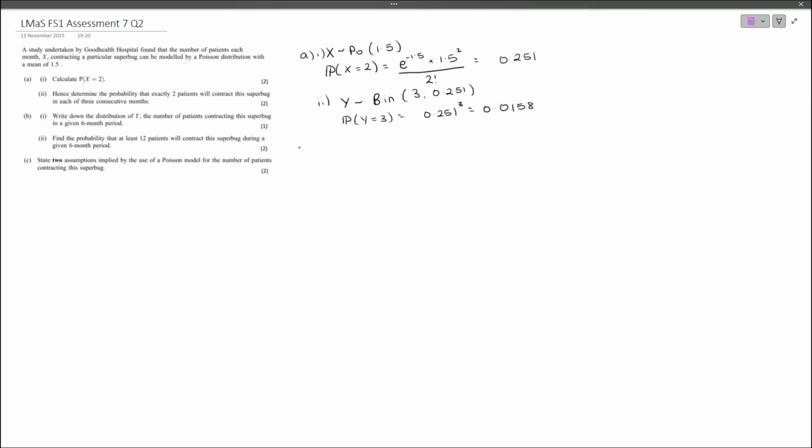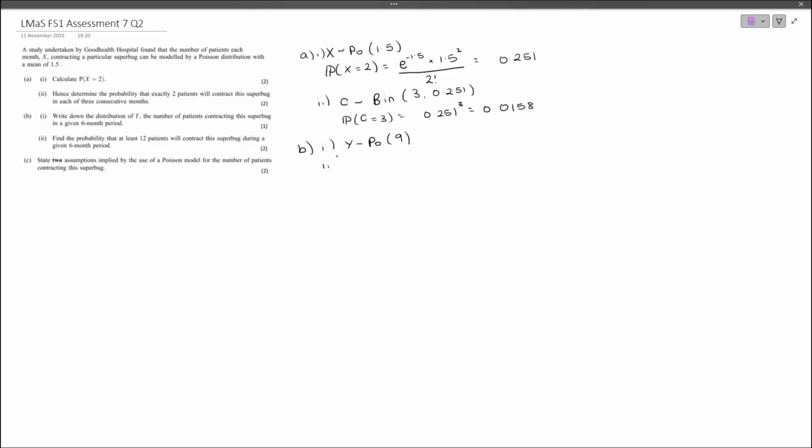Okay, moving on to part B. We're now asked to write down the distribution of Y. Really I should have used a different letter in A part 2, so let's just use a different letter now. I'm going to use the letter C. We're asked to write down the distribution of Y, the number of patients contracting the bug in a given 6-month period. So I'm going to scale my Poisson distribution. If my constant average rate is 1.5 per month, my average rate is going to be 9 every 6 months. So Y is distributed Poisson 9.